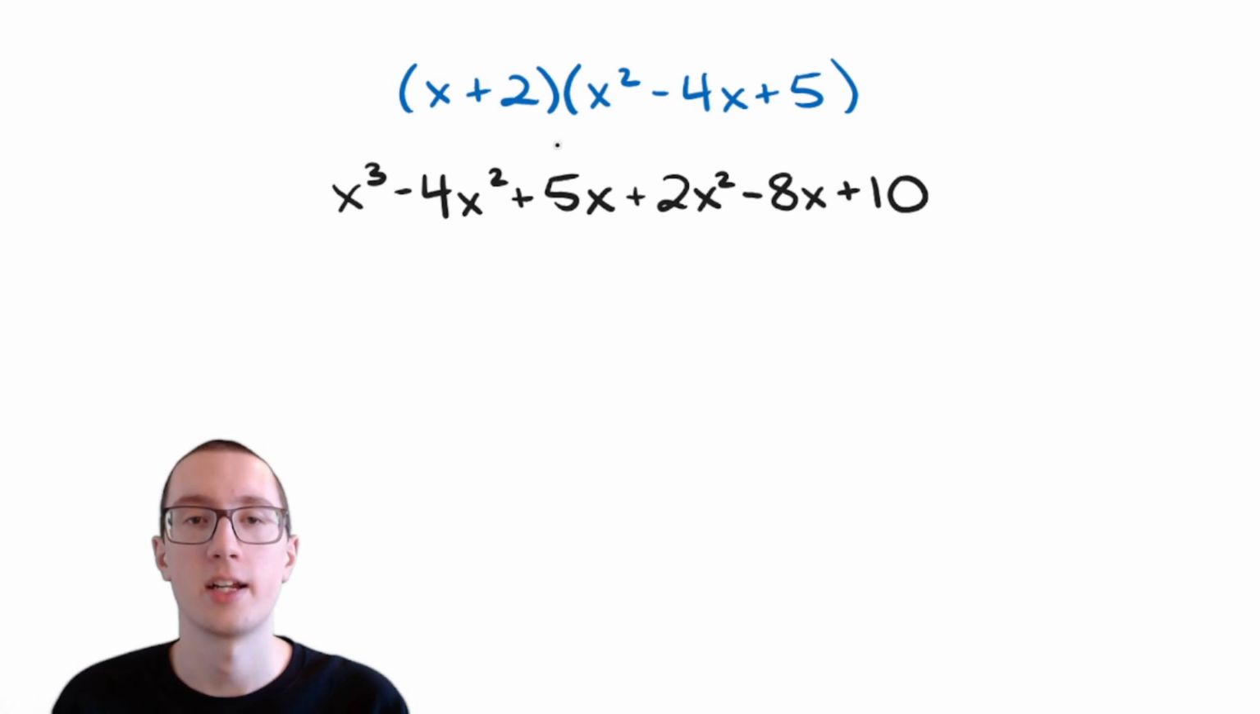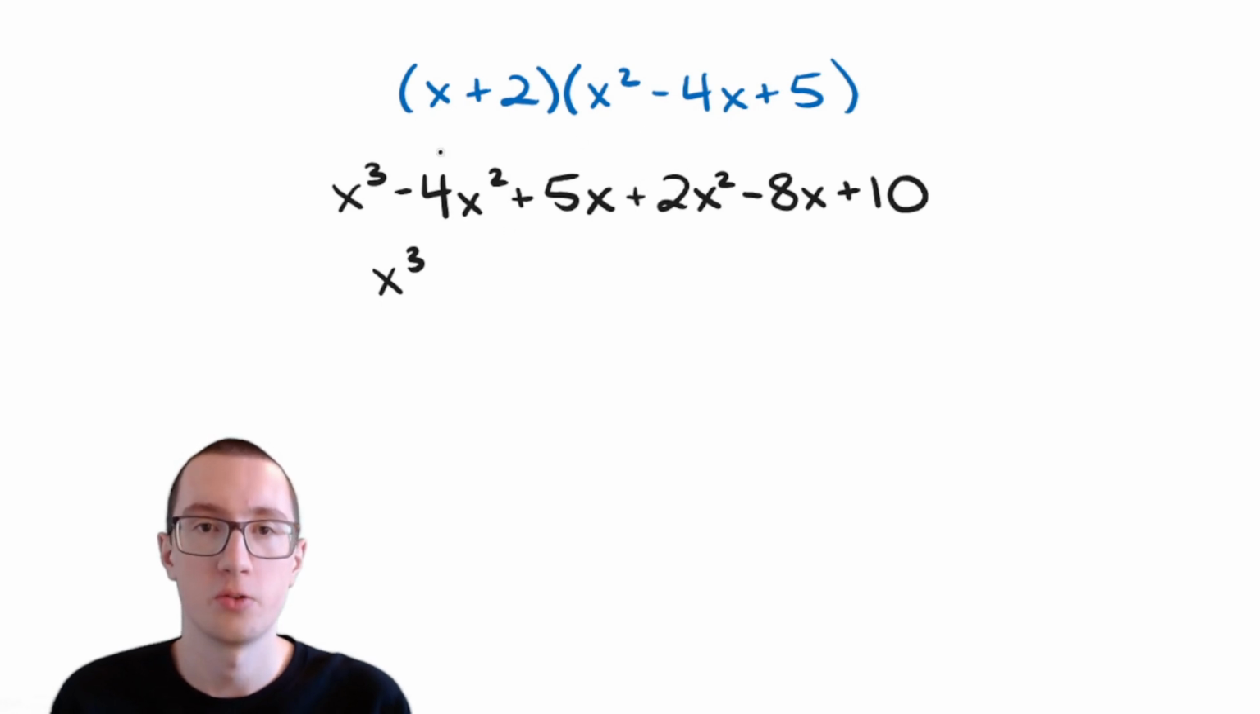So can we combine anything in this mess of numbers? Well, I am seeing 2 parts with an x squared in it, so we can combine those. Well, first of all, x to the third we can't combine, right? But we have negative 4x squared and then plus 2x squared. Well, negative 4 plus 2, you lost $4 and then gained 2 back, but you're still down $2. So we're going to put minus 2x squared.